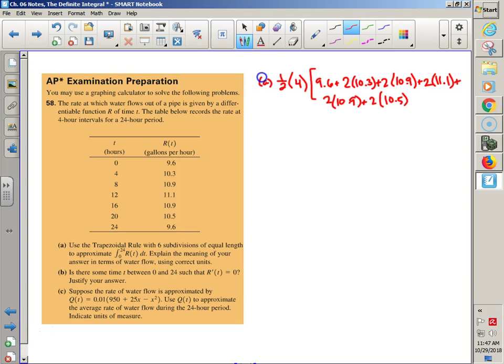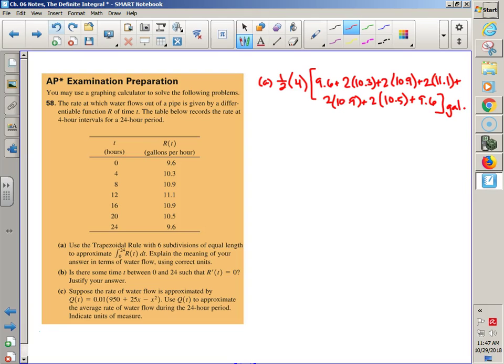When do I stop doubling? Yeah, the beginning and the end. Wait a minute, there was more to this than this. Struggle. They said using correct units. Using correct units. Yes.